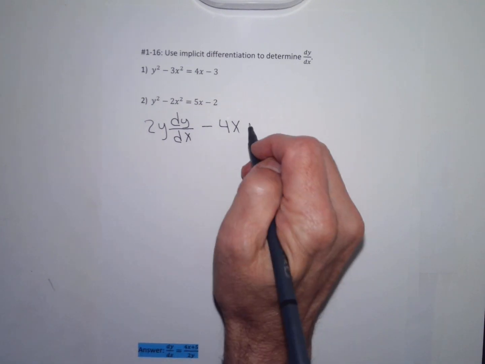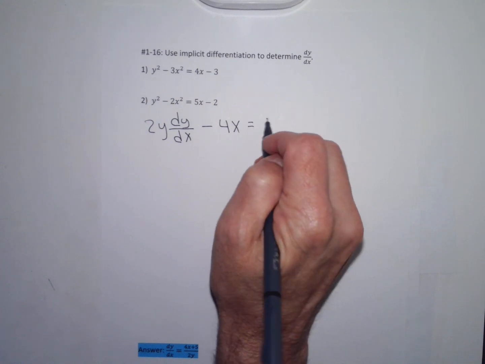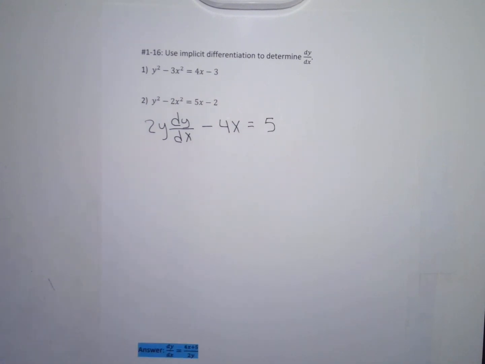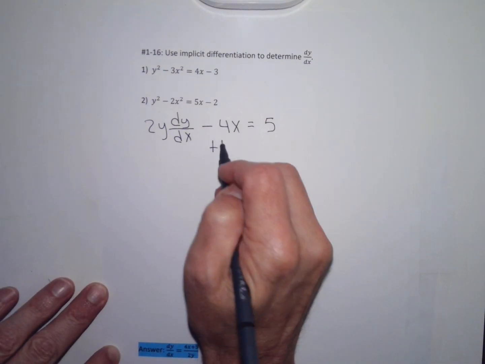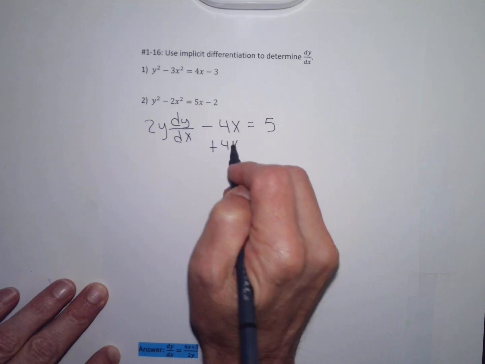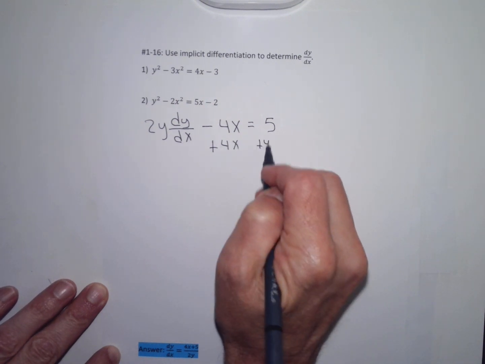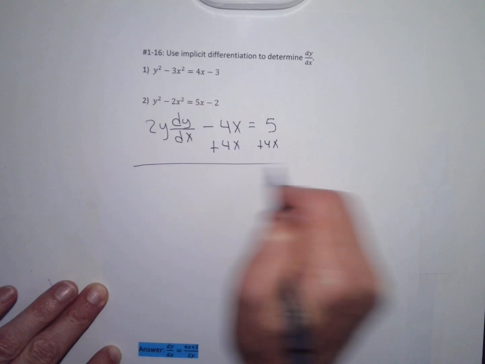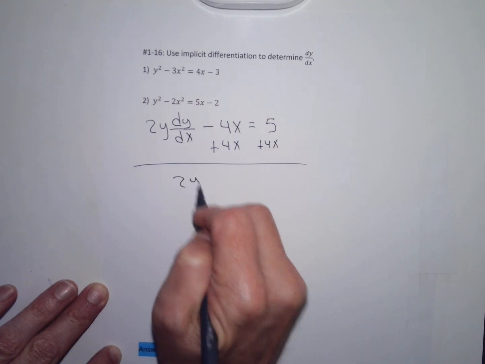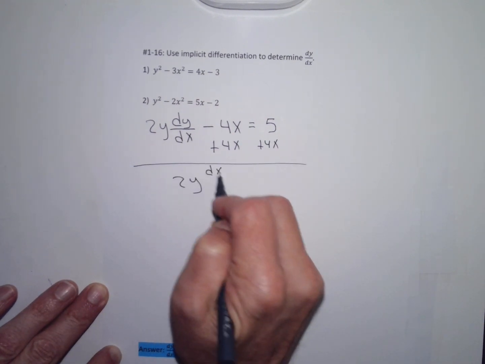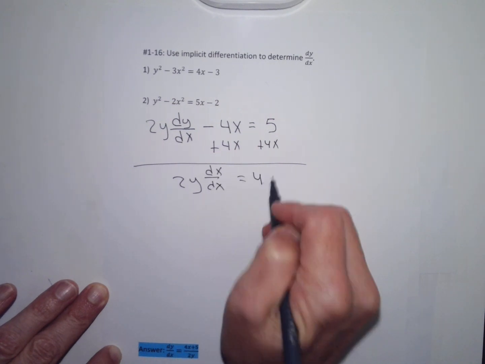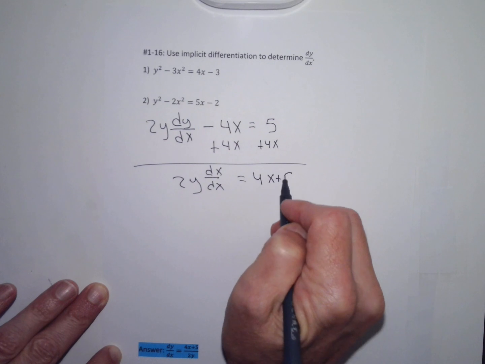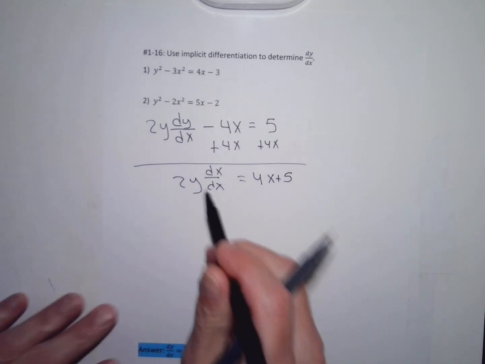To the right of the equal sign, the derivative of 5x is 5, the derivative of minus 2 is 0. This is the derivative. I need to solve it for dy dx. Just takes me 2 steps. I'm going to add 4x to both sides. And this is going to give me 2y dy dx equals 4x plus 5. And then I'll divide both sides by 2y.